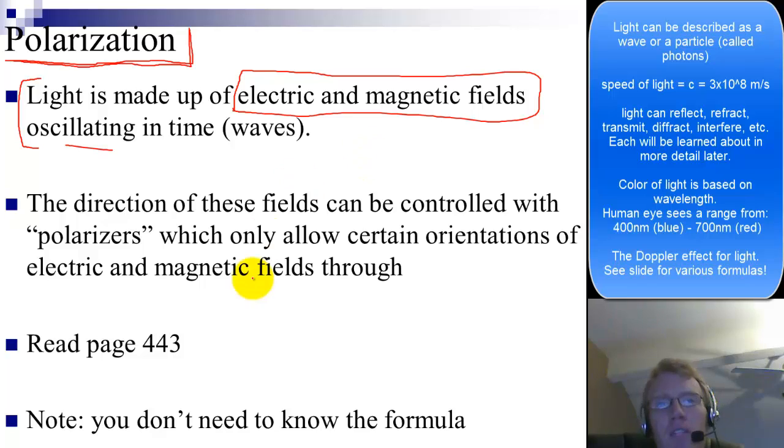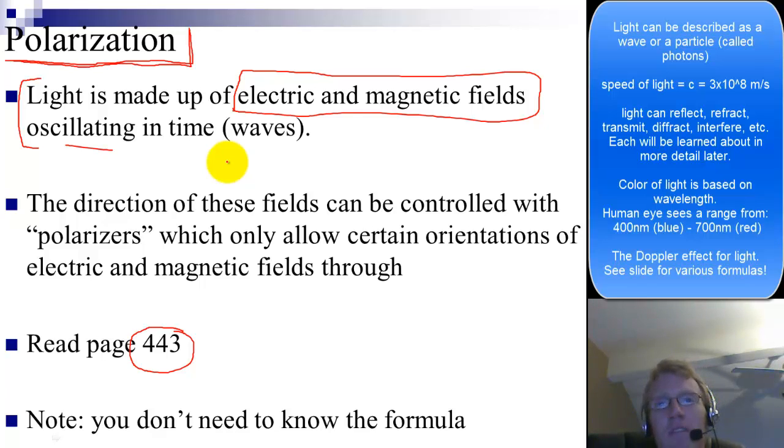And you can read all about this on page 443. There's an equation that allows you to calculate the amount of light transmitted through polarizers. We're not going to be doing that. I just want you to know the concept that a polarizer controls the orientation of the electric and magnetic fields that come through, and you can use that to cut down on glare or cut down on other specific types of orientations of light.